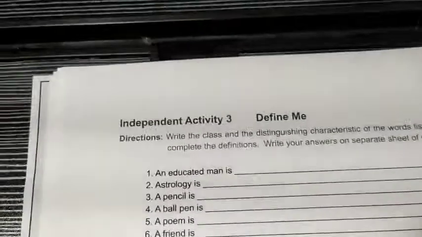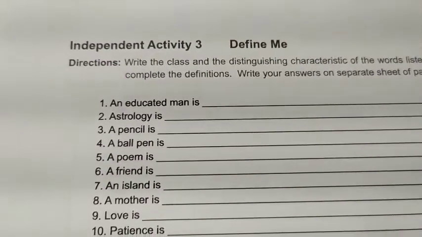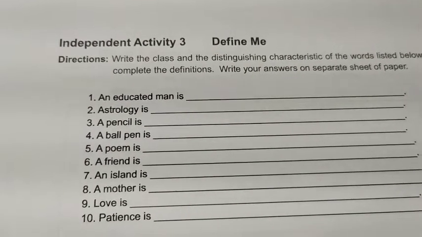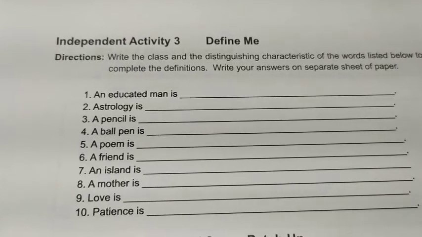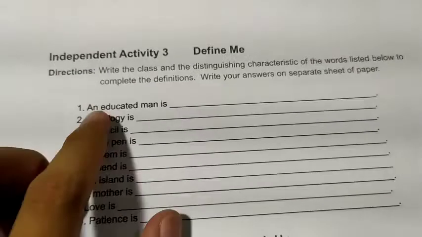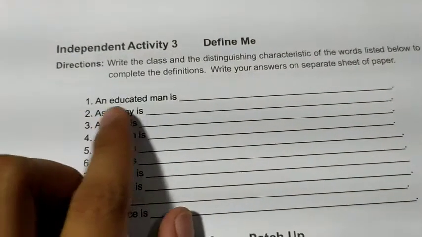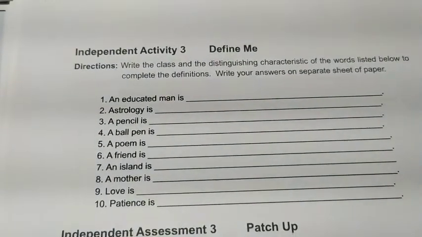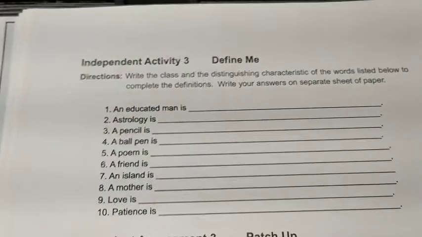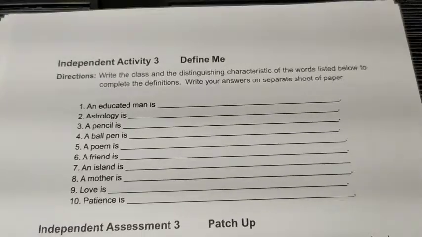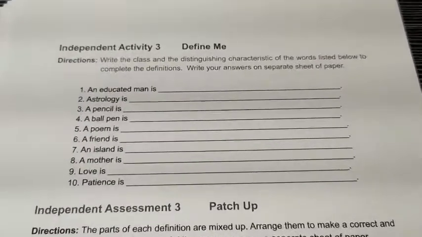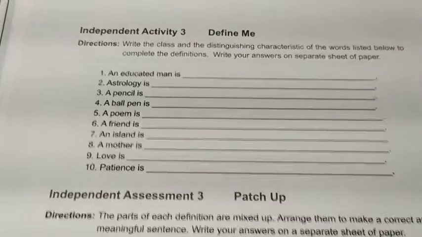So you will apply that in 1 to 5. Then write the class and the distinguishing characteristic of the word list below to complete the definition. Write your answers on a separate sheet of paper. An educated man is, astrology is, so you will include the class and distinguishing characteristic. You can also use a dictionary or research using the internet.